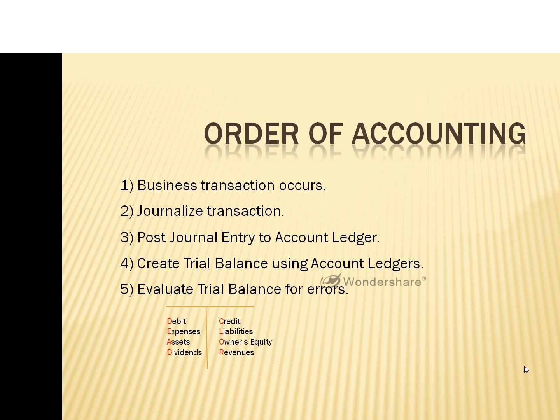As you're evaluating your trial balance for errors, you need to bring back once again to your T account acronym. All of your items that are expenses, assets, and dividends should have a debit balance. All of your credits, which are liabilities, owner's equities, and revenues, should have a credit balance. As you total up your trial balance at the bottom, your debits will equal your credits. If you do not balance, you have made a mistake and you need to go back.